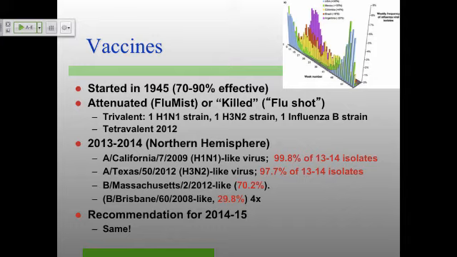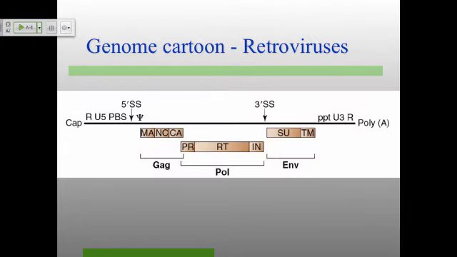The influenza B, trivalent vaccines have 1 B, tetravalent vaccines have 2 Bs in them, all of which, again, were really quite good matches as far as the particular vaccine was concerned. So, questions on influenza, etc.? Okay, let's talk about retroviruses.